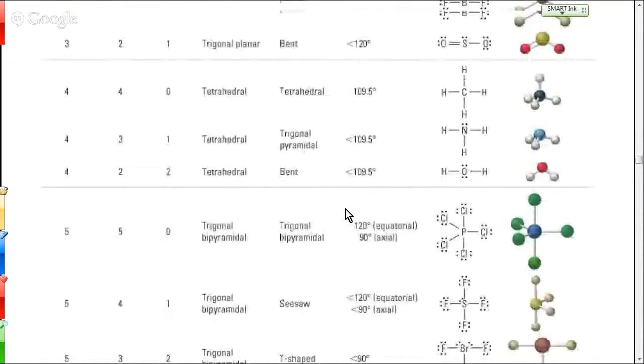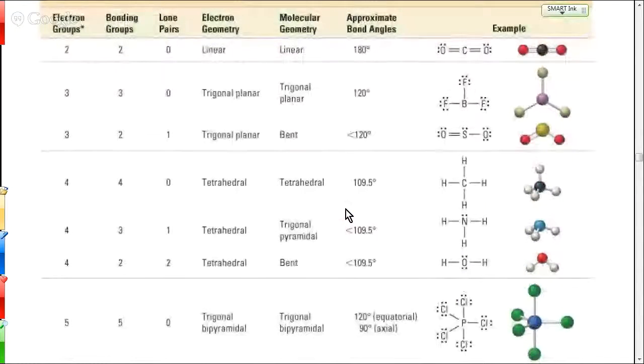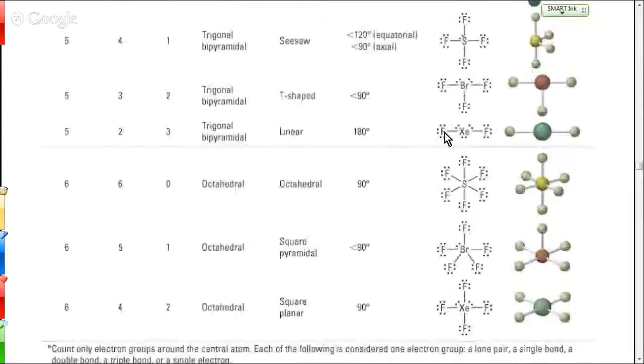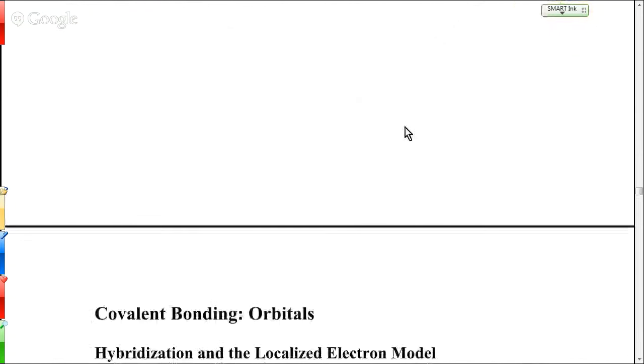All right, so there's kind of this table that sums it all up. It tells you the electron groups, the bonding groups, and then based on the bonding groups versus the lone pairs, that is the atoms versus lone pairs, that's going to give us the molecular geometry. So you can practice those.